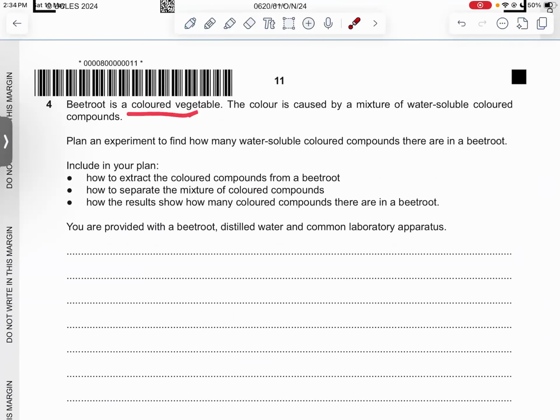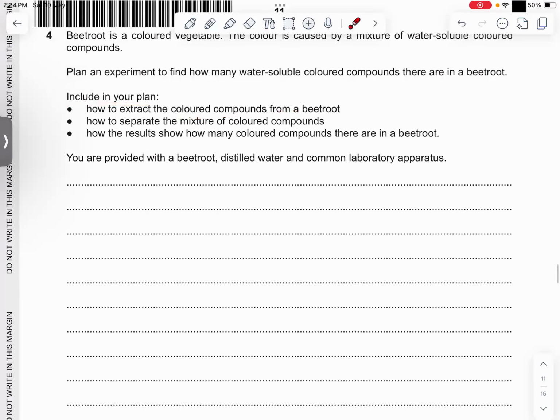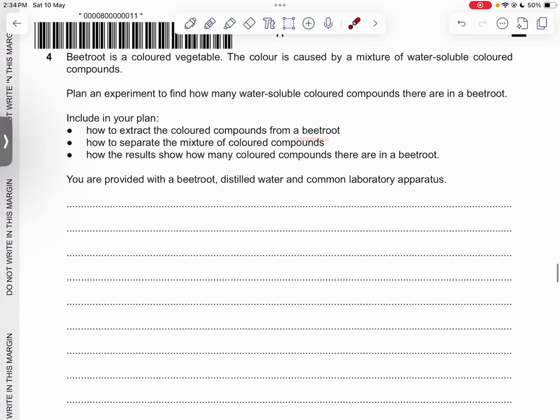Beetroot is a colored vegetable. The color is caused by a mixture of water-soluble colored compounds. Plan an experiment. This is chromatography. To find out how many water-soluble colored compounds there are in beetroot. Include how to extract colored compounds from a beetroot. All right, beta. So for that, you're going to first take a mortar and pestle and beat the beetroot till its roots are separated from its beet. I'm joking. What you have to do is just absolutely crush it. You want to make a juice of it, and then you're going to filter it, right?